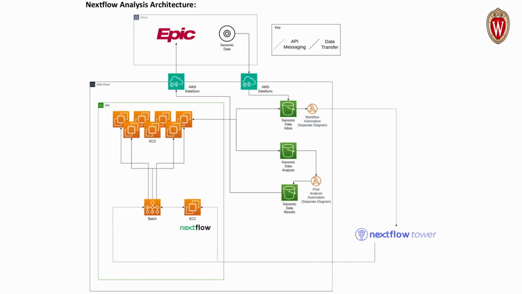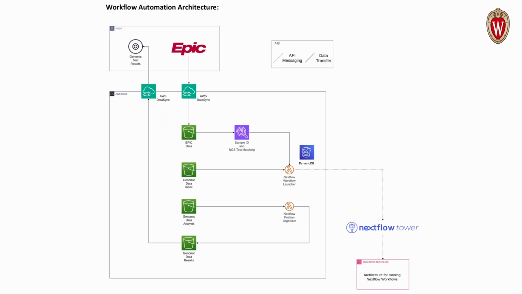So this is just a screenshot of the directories on a Windows machine that our sequencing team members would see. There are 2 diagrams I'm going to show you about this infrastructure. The first is the Nextflow analysis architecture. I'm not going to go through every single part of this now; I'm going to go through it in stages. I just want to give you this as a highlight, but this is the actual infrastructure through which the Nextflow workflow is launched. And then we have the workflow automation architecture diagram, which again, I'm going to go through.